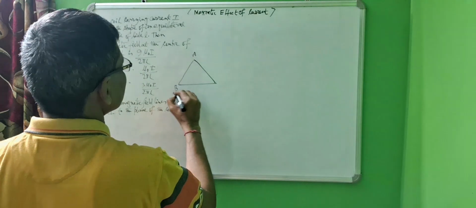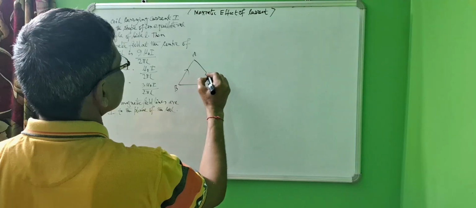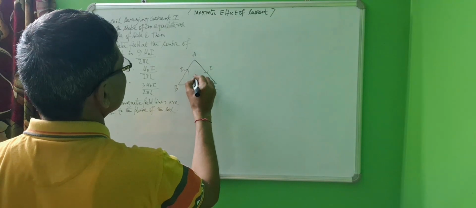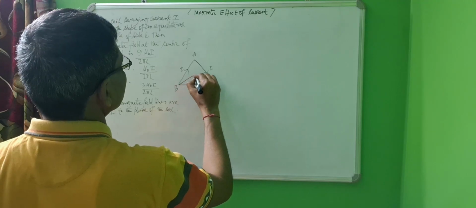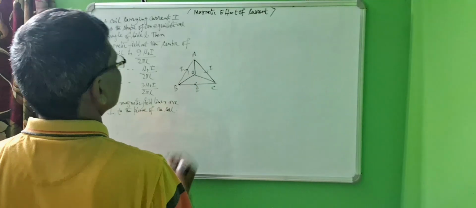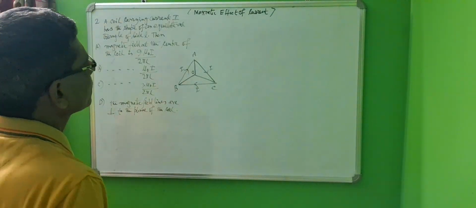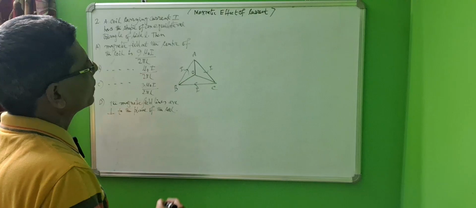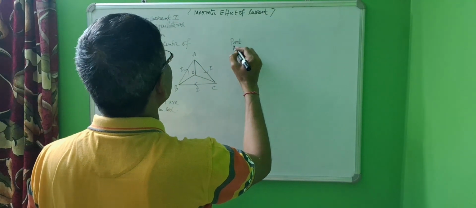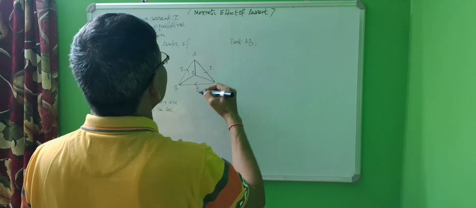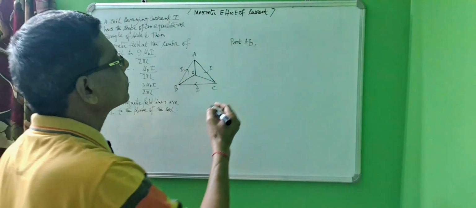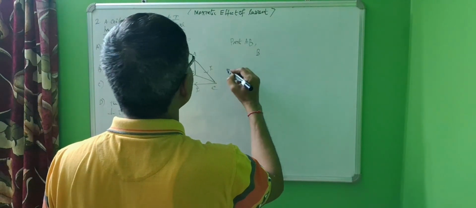Suppose this is triangle ABC. Suppose current goes through this direction. This is the center, where O is the center point. So we know for the part AB, the magnetic field at O will be obtained as B_AB.